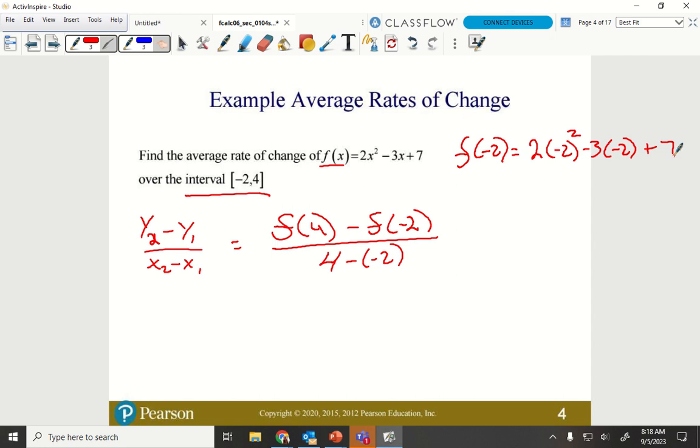Okay, so f of x is like the y value. I want to find the y value because that's what my slope formula uses: y2 minus y1. So where was that? So I had 4, 8, 14, 21.